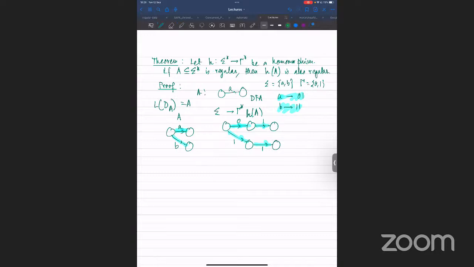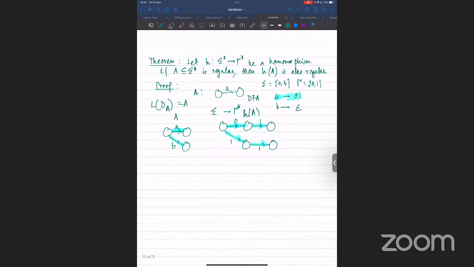Okay. But now suppose instead of B going to 1, 1, B goes to epsilon. It could have been possible, no one prevents you from having that. Epsilon of course has to go to epsilon because that is the definition of homomorphism, but you could also have a mapping from B to epsilon, in which case you will have an epsilon transition. So the structure that you are getting here is an epsilon NFA.